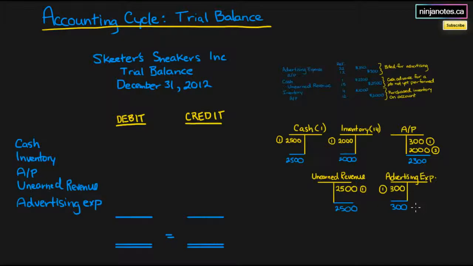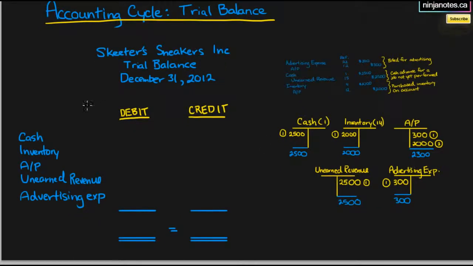So the first thing we're going to do is, let me just create a new layer. We're going to take the final balances of these T accounts, and we're going to transfer them to the trial balance. In the trial balance, we're just going to list our debits and our credits and make sure that our debits equal our credits, and that way it will balance. That's why it's called a trial balance.